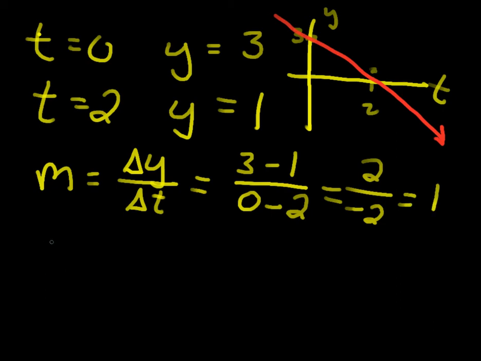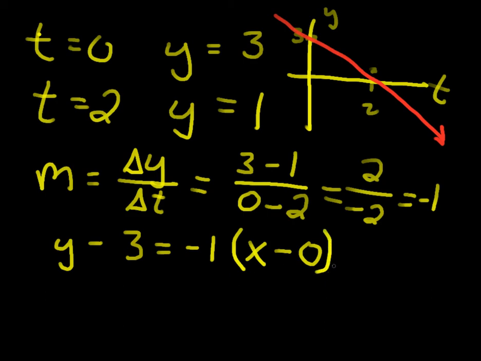And so our equation would be y, and it doesn't matter which point we use. Let's just go ahead and use the first one. So y minus 3 is equal to negative 1 times x minus 0. We can leave it that way, but having a 0 is an empty placeholder, so I might as well move this around and put it in slope-intercept form. If I distribute the negative 1 to the x and bring that over, it says that y is equal to negative x plus 3.